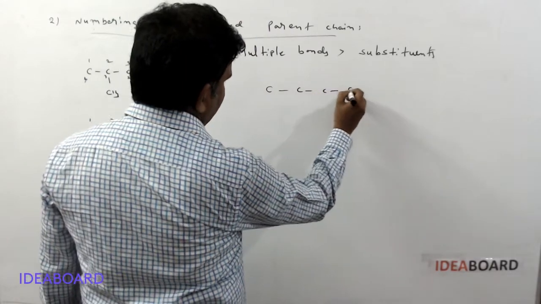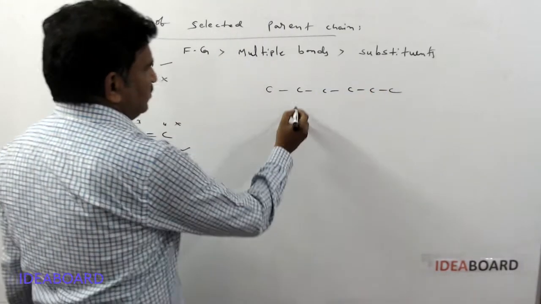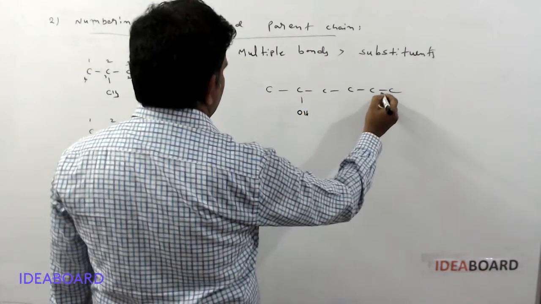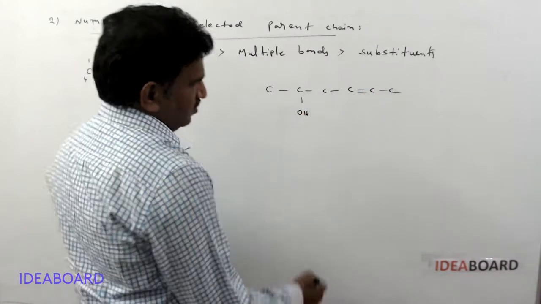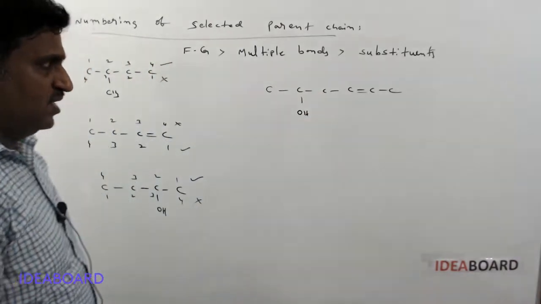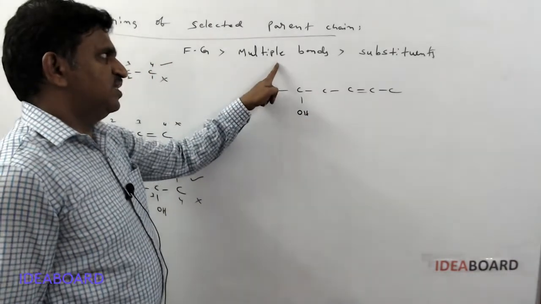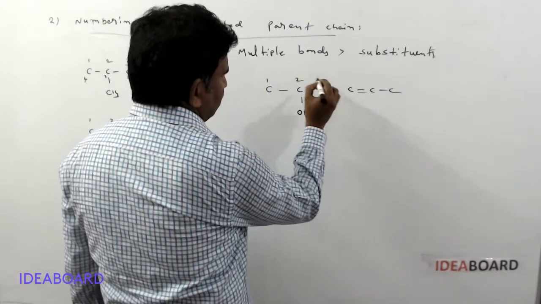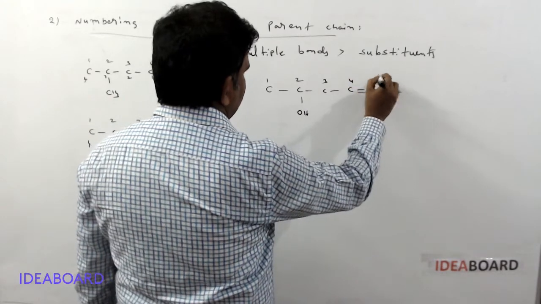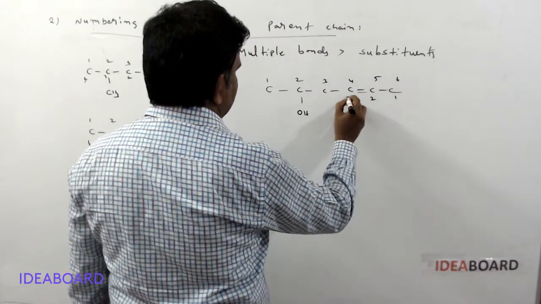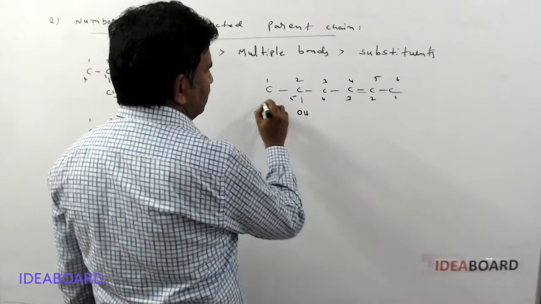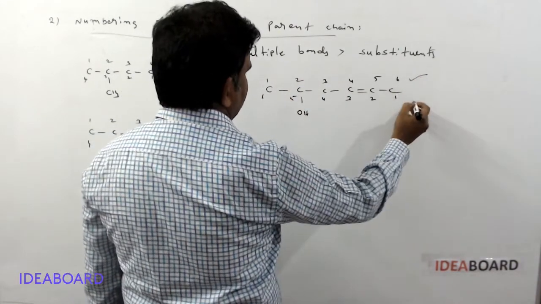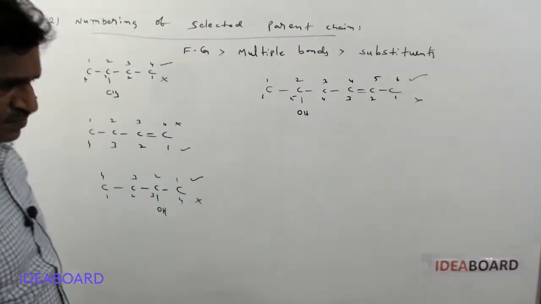Suppose there is a parent chain, and in this parent chain there is a functional group OH and there is a double bond here, for example. How can we give the numbering? The functional group gets first priority over the multiple bond. So if you start from this side, you get 1, 2, 3, 4, 5, 6. From this side also, 1, 2, 3, 4, 5, 6. So here it is 2, here 5. So this is the correct numbering and this is the wrong numbering.